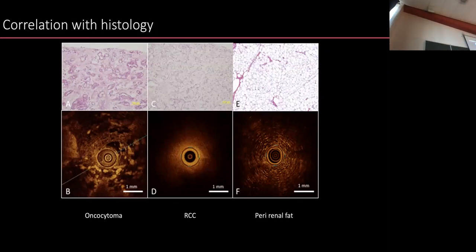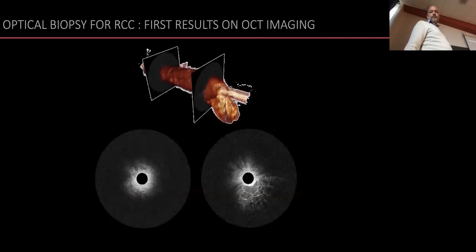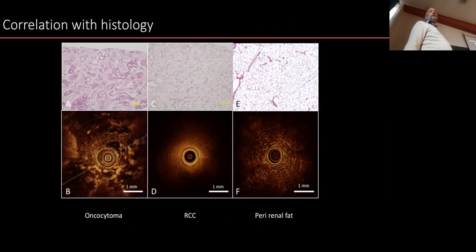Yeah, and that's solid tumor. That's what we call solid tumor. Sorry?